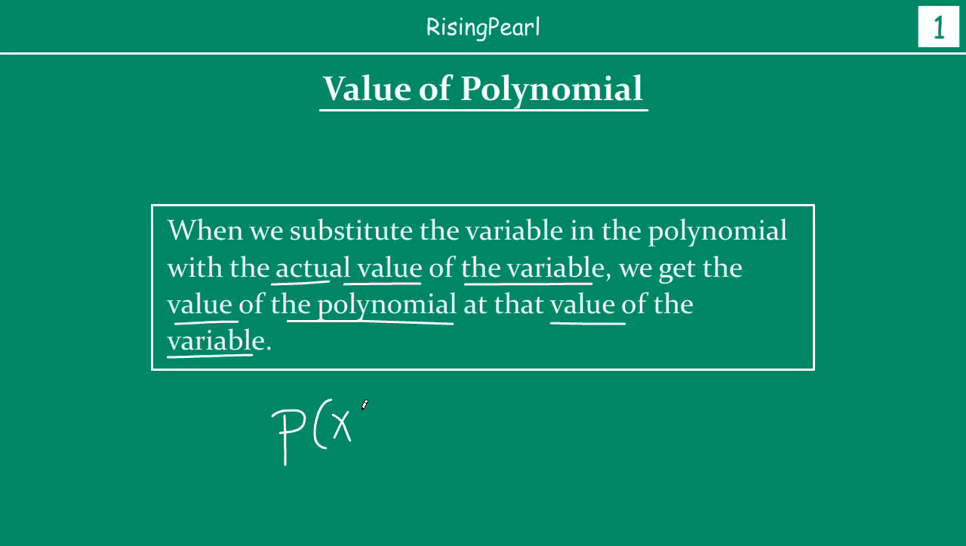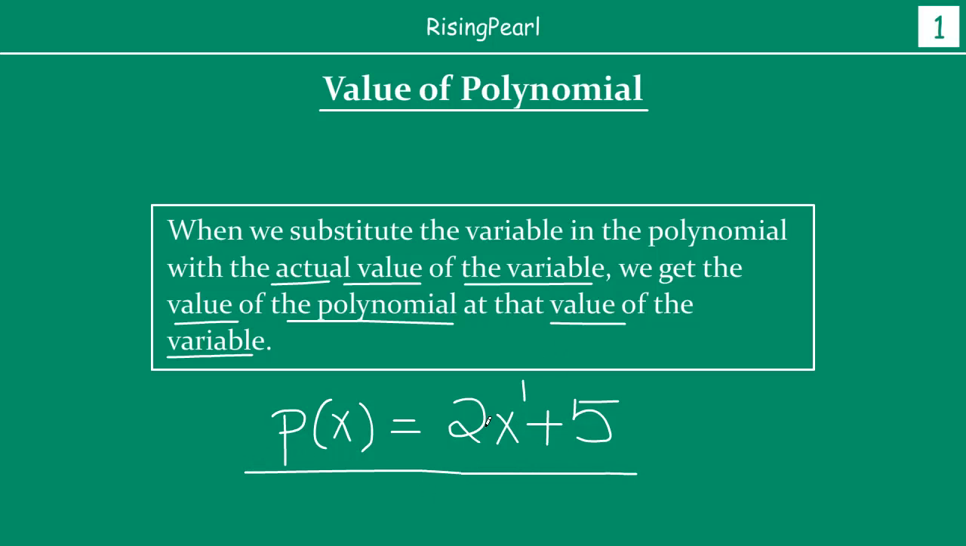polynomials such as linear polynomials, quadratic polynomials, cubic polynomials, and so on and so forth. Here I have written a linear polynomial in variable x, linear because the degree of this polynomial is 1. Now when we say value of polynomial, this is our polynomial, and we have this polynomial in variable x. That means as you change the value of x, the polynomial itself will take different values.